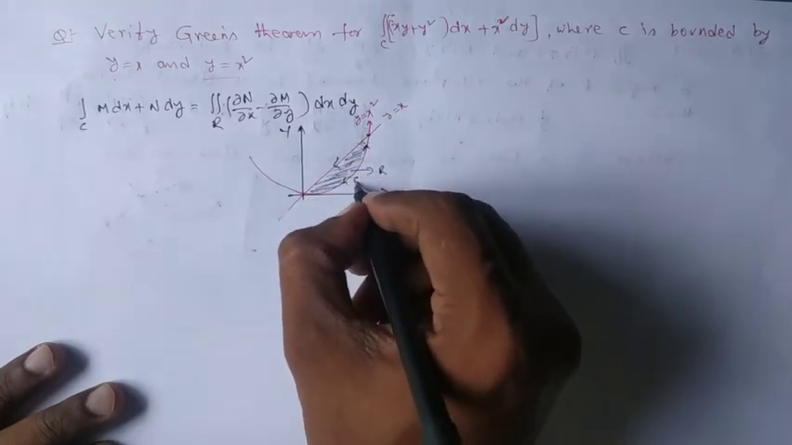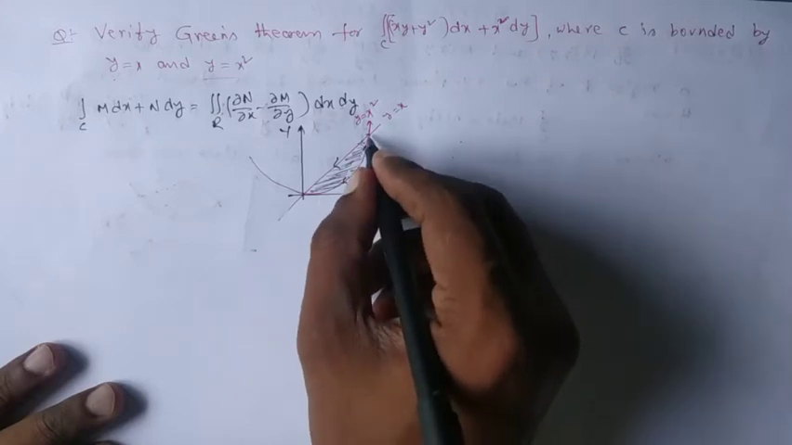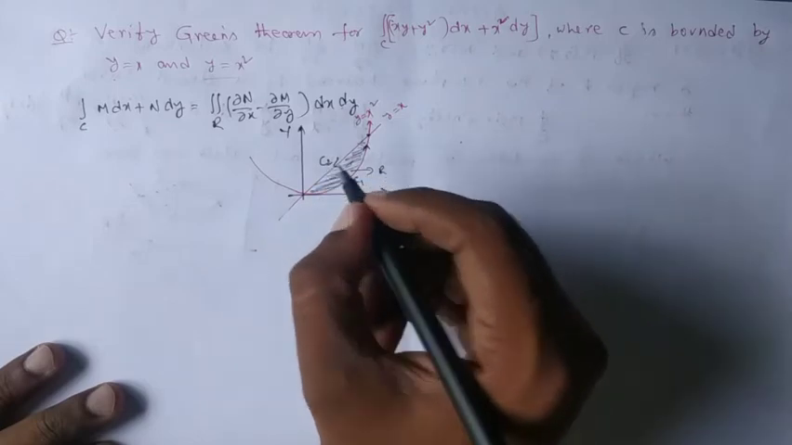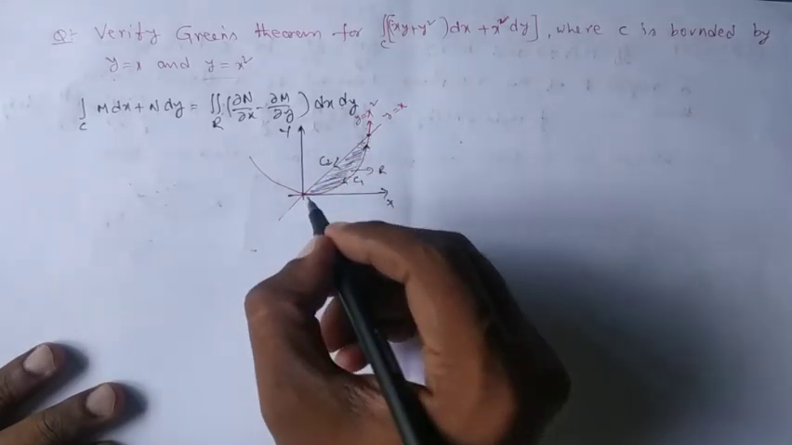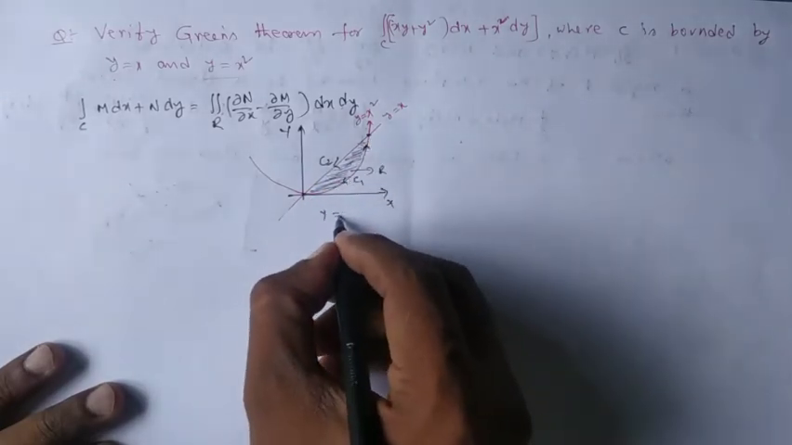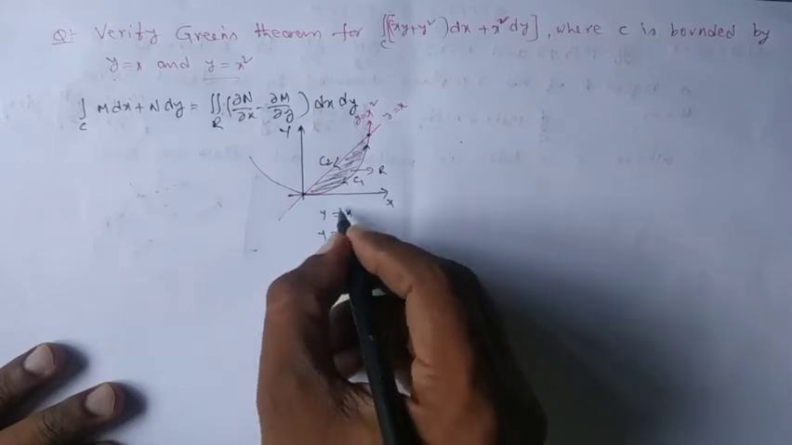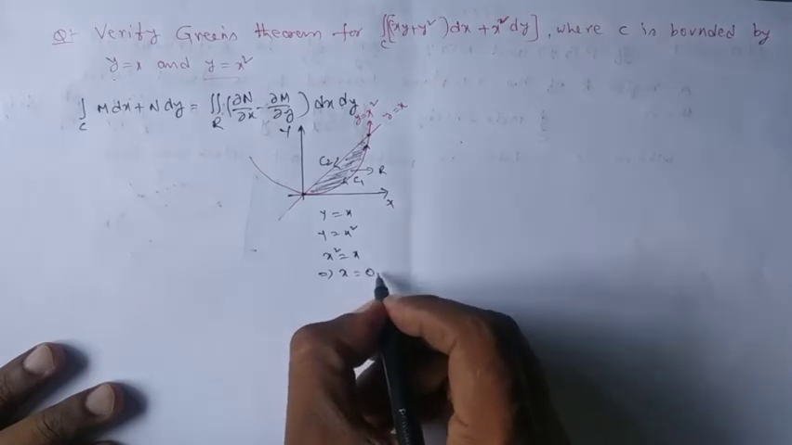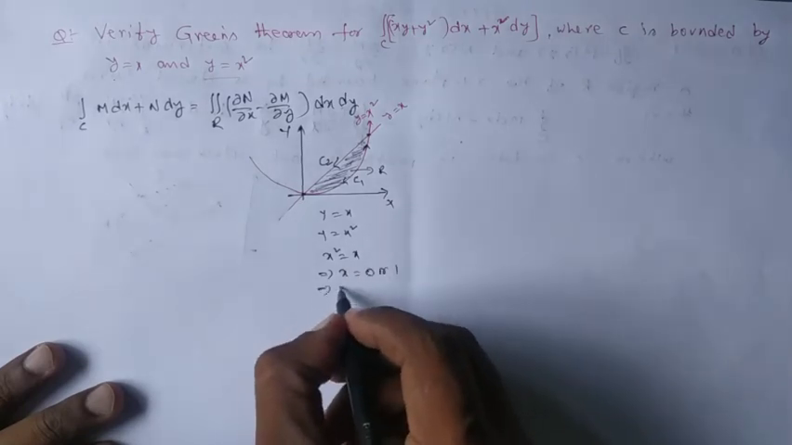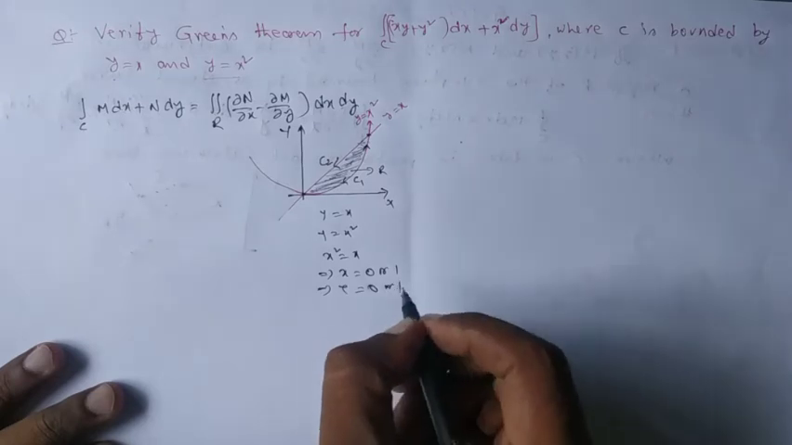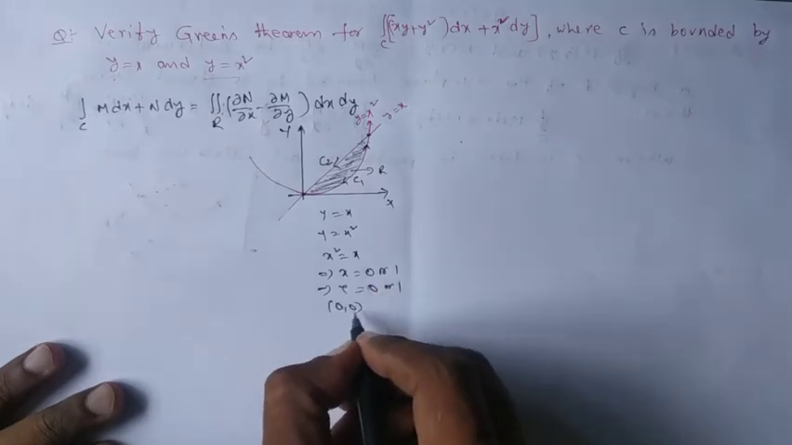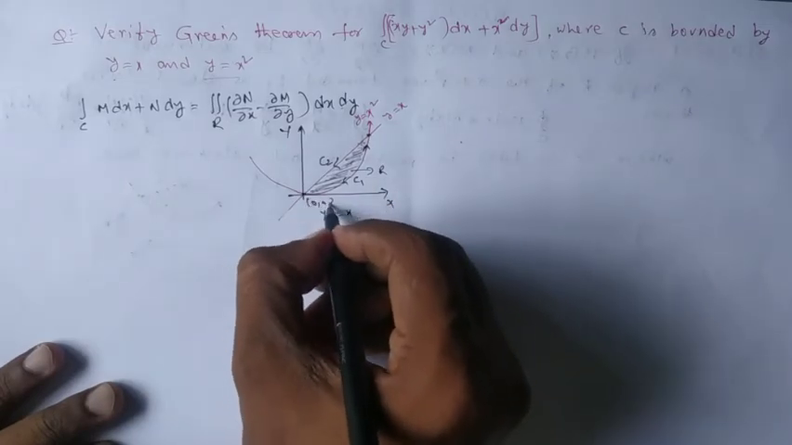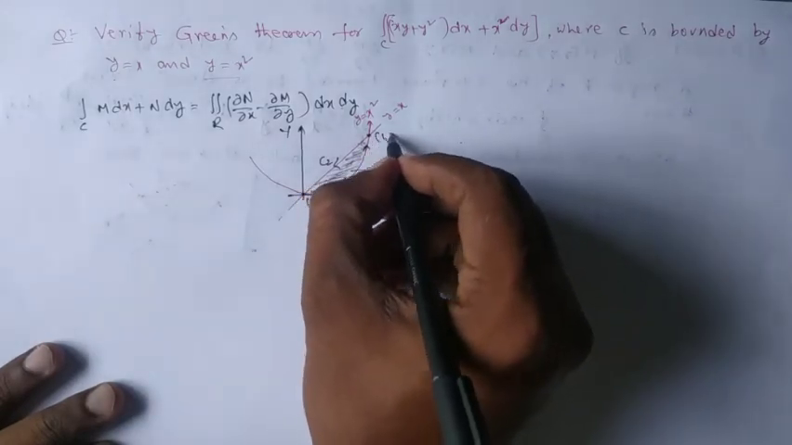The curve consists of two parts. One portion is along y equal to x square, and another portion is along the line y equal to x, that is C2, let us say. For the intersection points, taking y equal to x and y equal to x square gives x square equal to x, which is possible only when x equals 0 or 1, which implies y equals 0 or 1. So the points of intersection are (0, 0) and (1, 1).